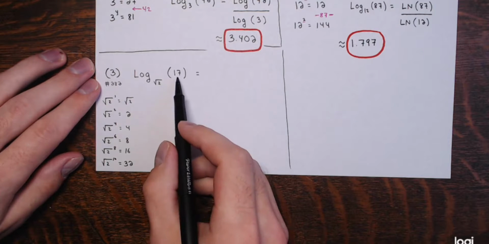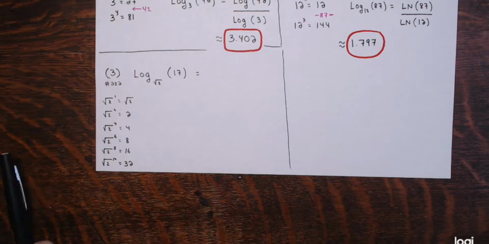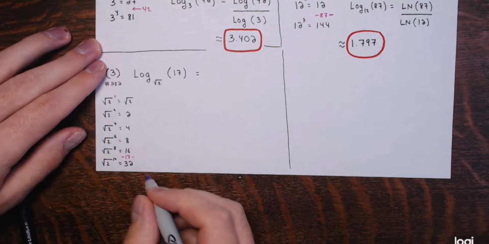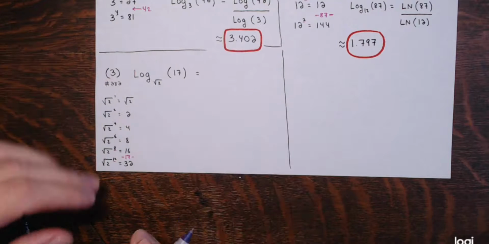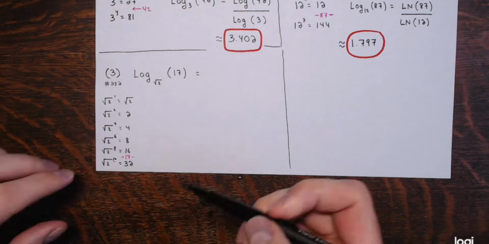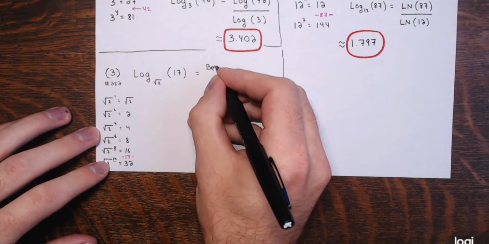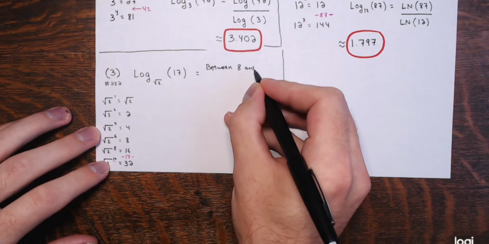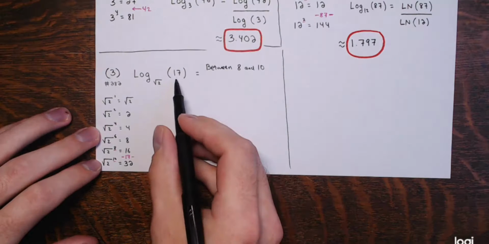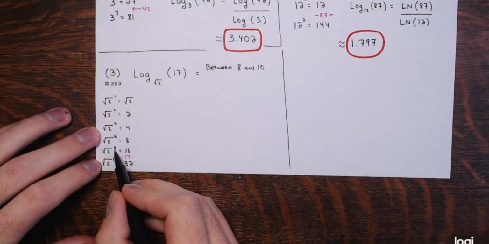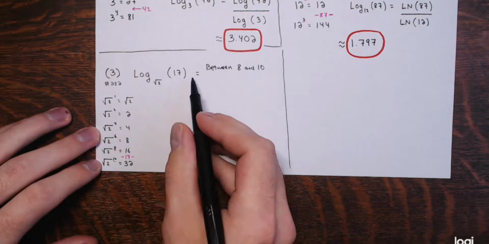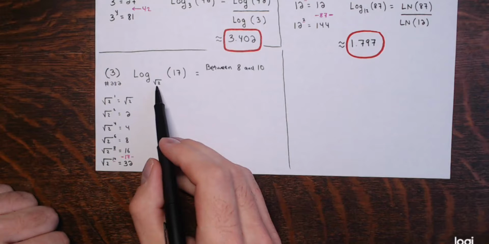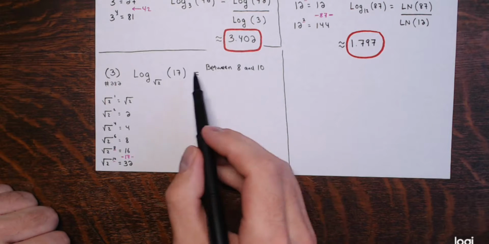Now 17 is much closer to 16 than it is to 32, but look, my argument for this log is between 16 and 32. So this is going to be between 8 and 10, at least at first glance I can see that. And because 17 is so close to 16, I think the power of this exponent, this logarithm here, is going to be really close to 8. I feel like it's going to be 8 point something. So the square root of 2 raised to the 8 point something power will give me 17.